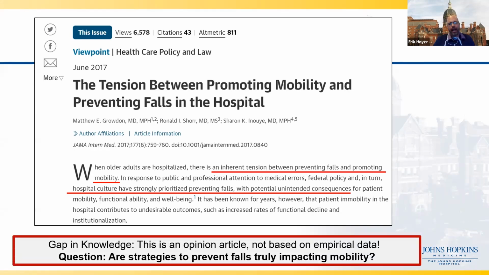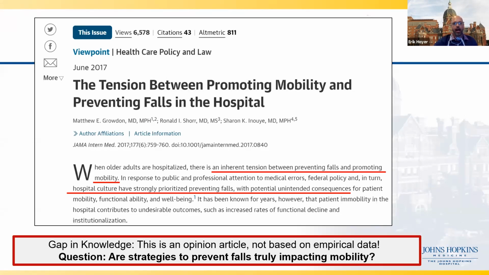But I think there's a couple of gaps. First of all, I would consider this an opinion article, and it wasn't based on any empirical data. I think we can all relate to that, taking care of patients, but it wasn't based on data. And the question that we in our group were thinking about is, are there strategies that we're doing, for example members of the nursing team, to prevent falls that are really truly impacting mobility? So that was our overall question.